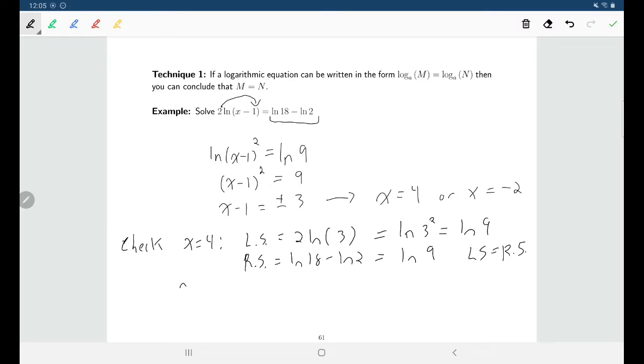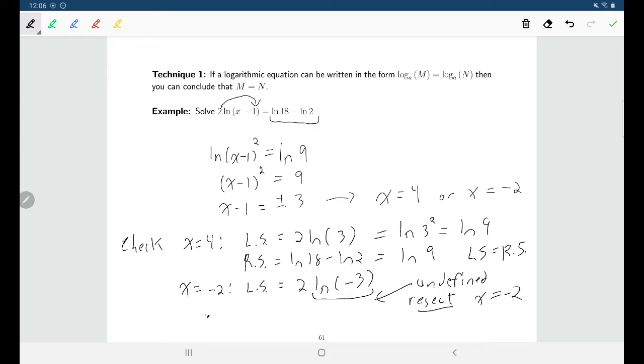But if we're checking negative 2, on the left side you would have 2 times natural log of negative 2 minus 1, which is negative 3. This is undefined. Remember that for logarithms, the inside has to be positive, and so since natural log of negative 3 is undefined, left side and right side can't be equal to each other. The left side is undefined, which means we're going to have to reject that value.